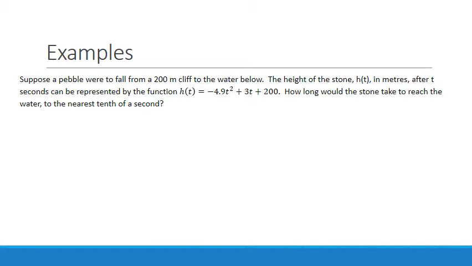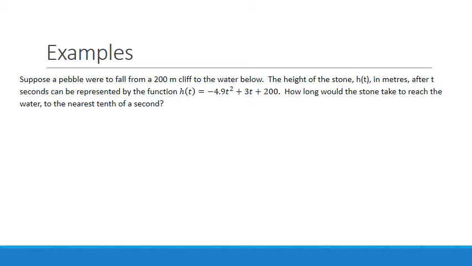Suppose a pebble were to fall from a 200-meter cliff to the water below. The height of the stone, h of t, in meters after t seconds can be represented by the function h of t equals negative 4.9 t squared plus 3t plus 200. How long would it take the stone to reach the water to the nearest tenth of a second?